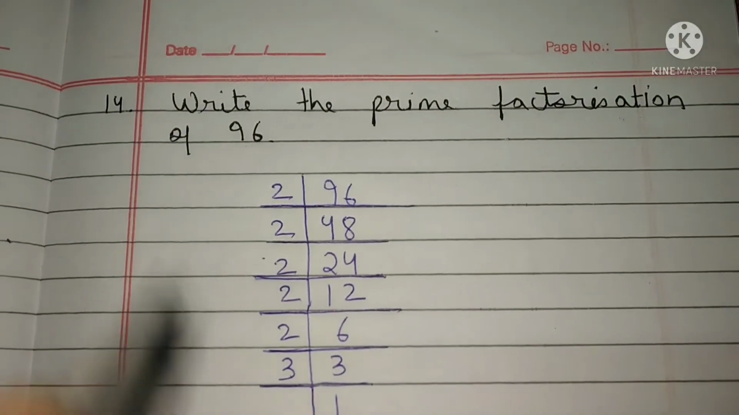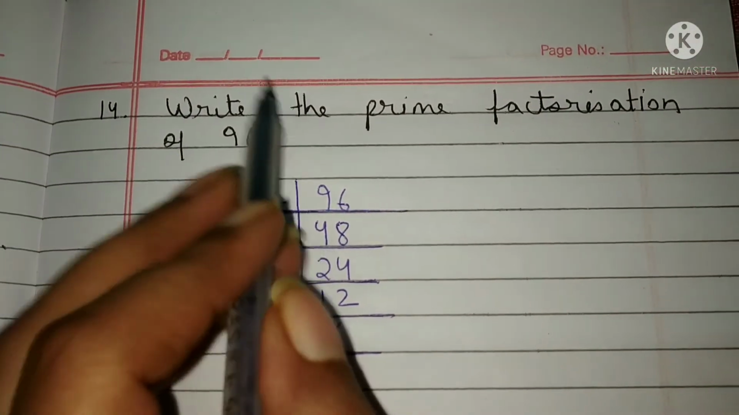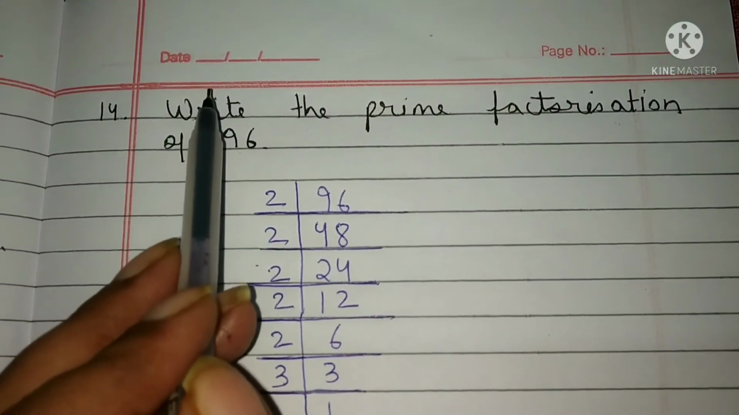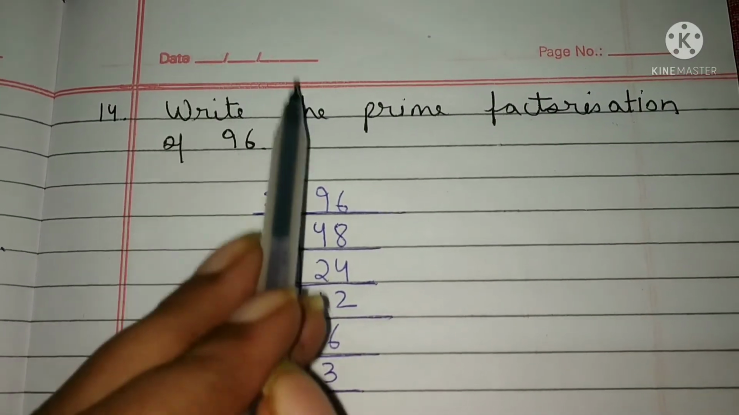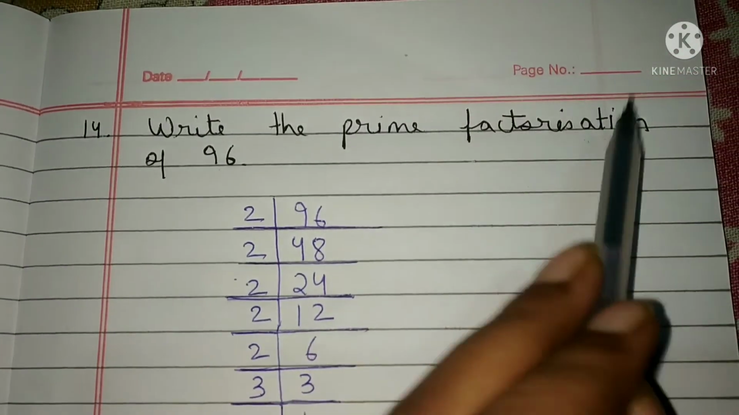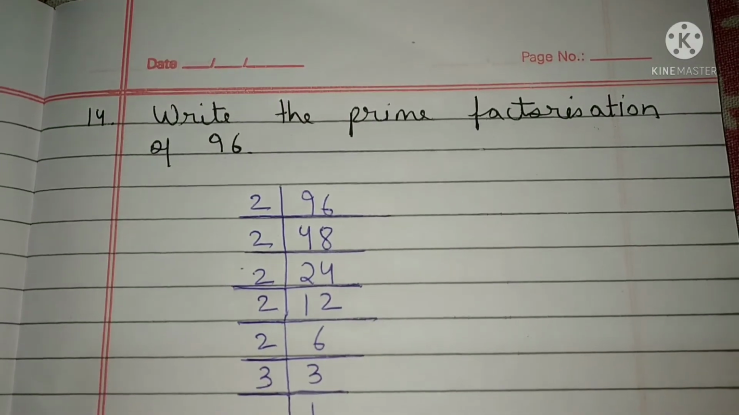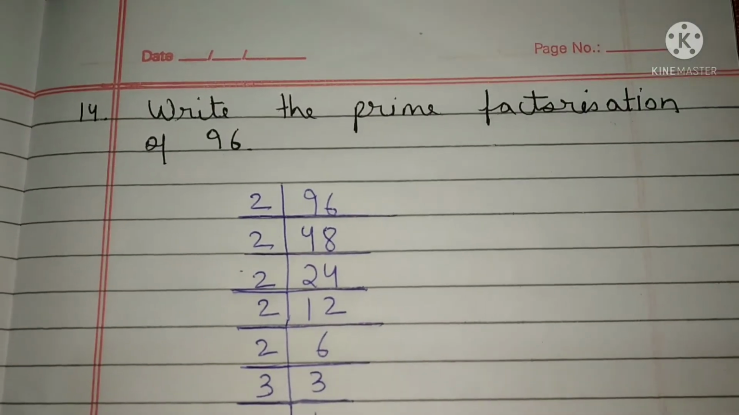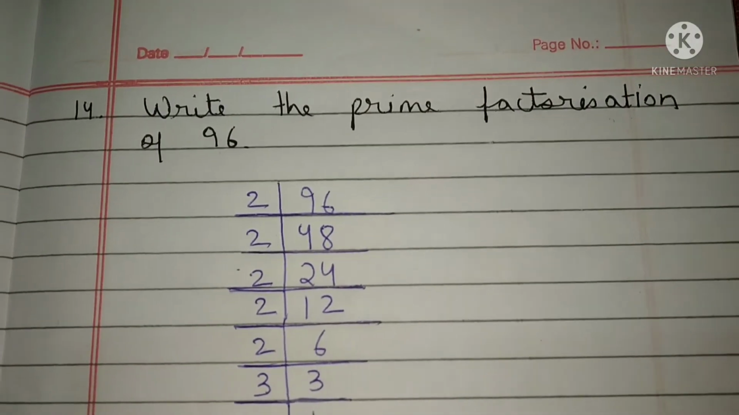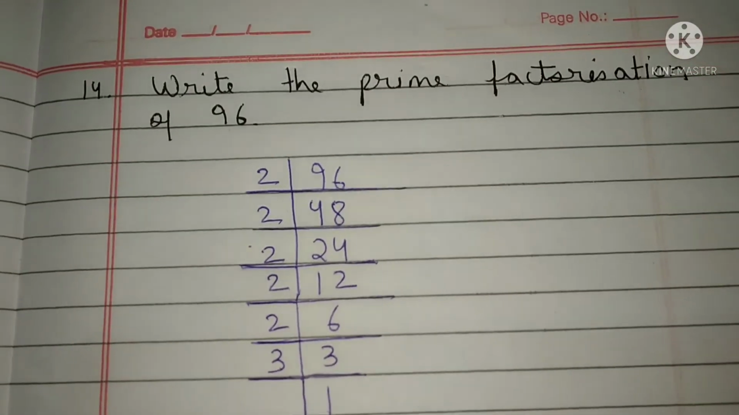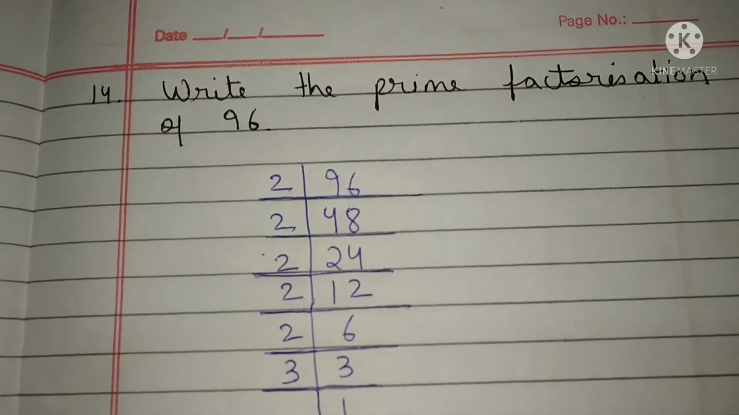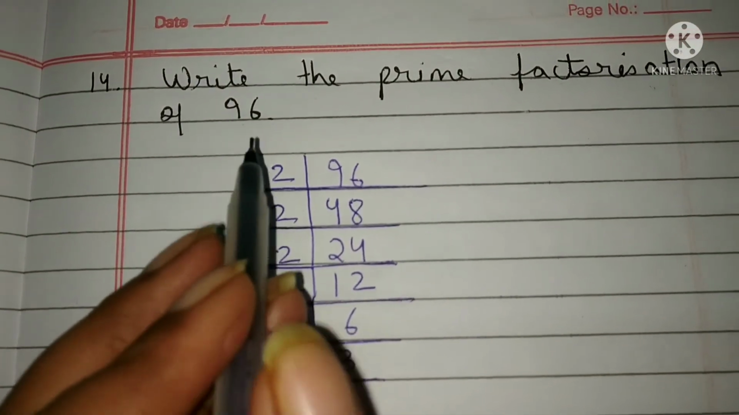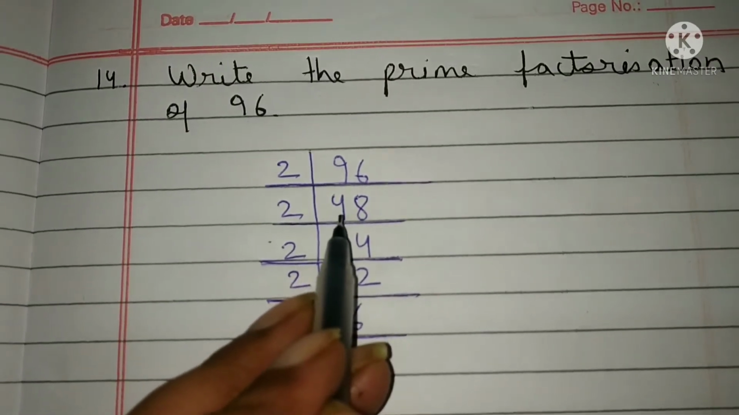Students, now come to question 14. Write the prime factorization of 96. Students, in this question we have to write the prime factorization of 96. So first we will divide 96 by the prime number again and again until we get 1. Students, the smallest prime number is 2. So first we will divide 96 by 2 and the answer is 48.